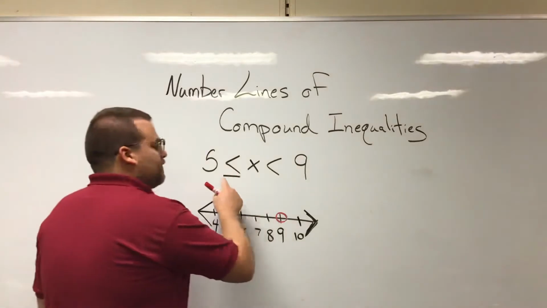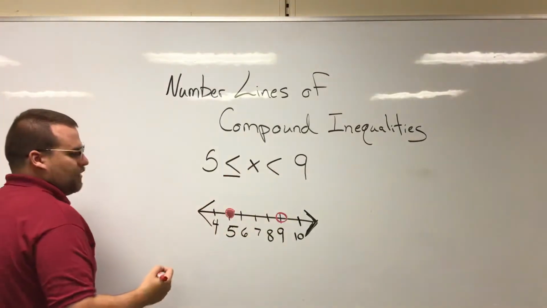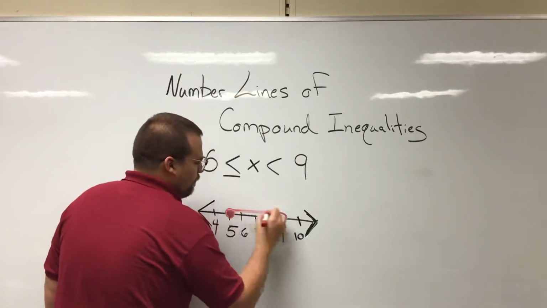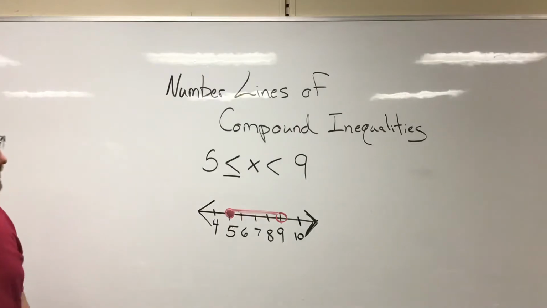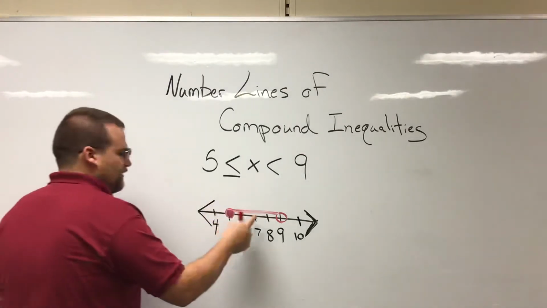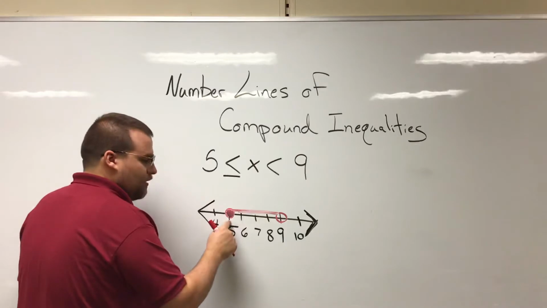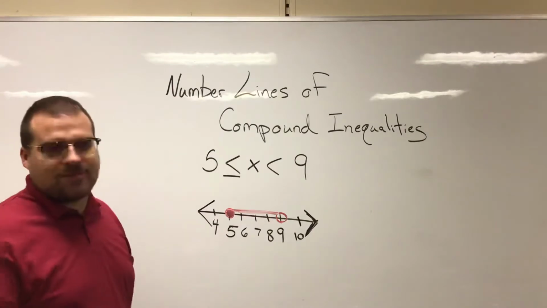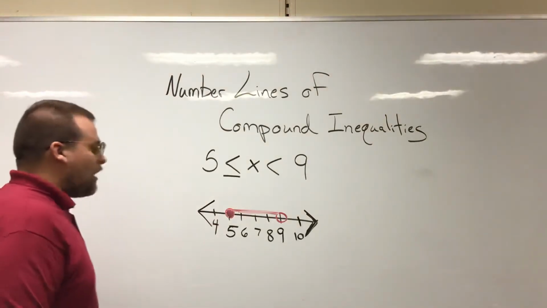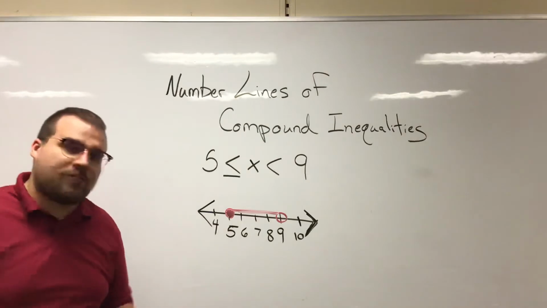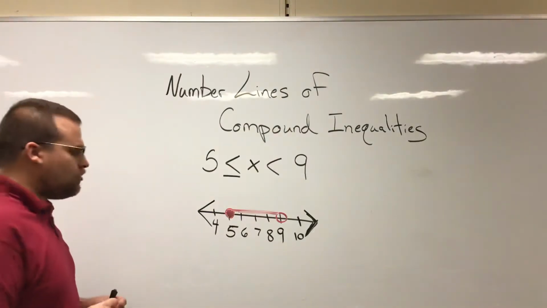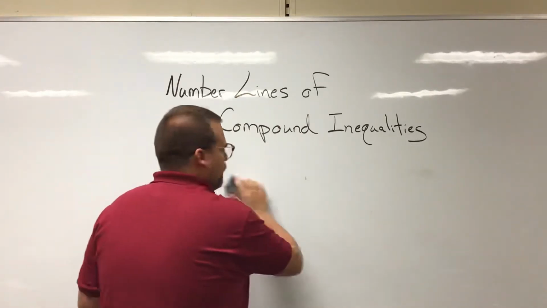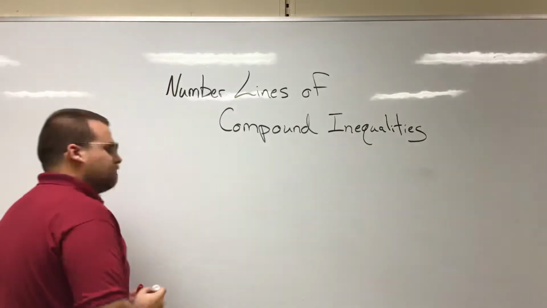And since X must be between these numbers, I'm going to draw my line for this inequality between those 2 dots. This says that X can be 5, and it can be any number all the way up to 9, but it can't be 9 itself because open circle. That's a compound inequality. That's all there really is to it. Let's do one more example like this. But let's actually do the number line first and then write the inequality from it.